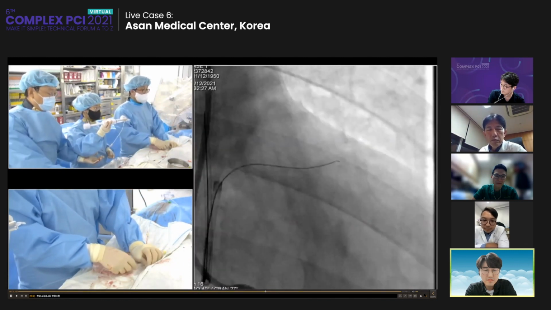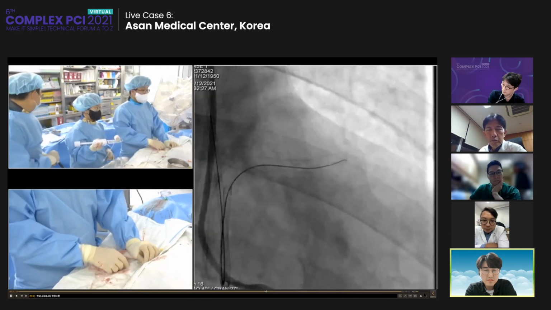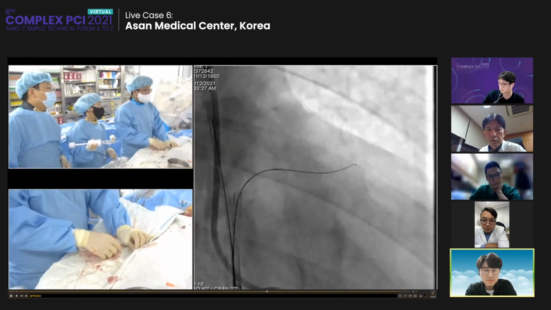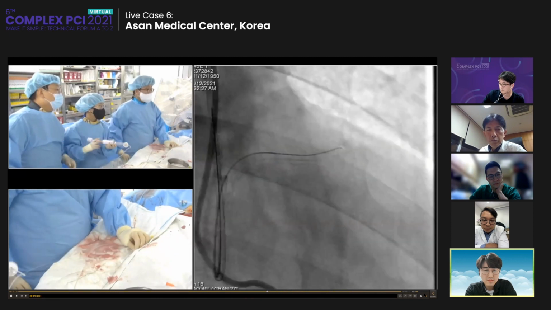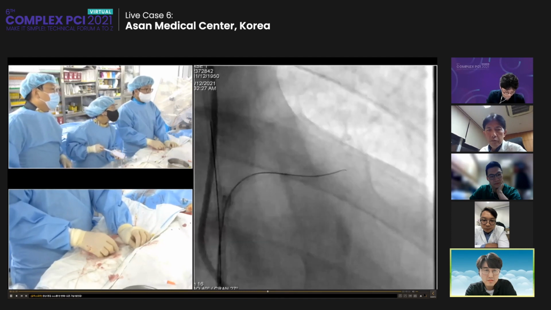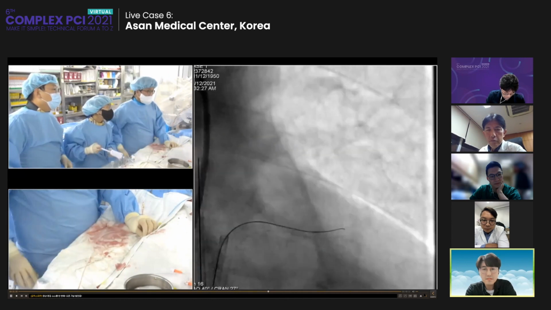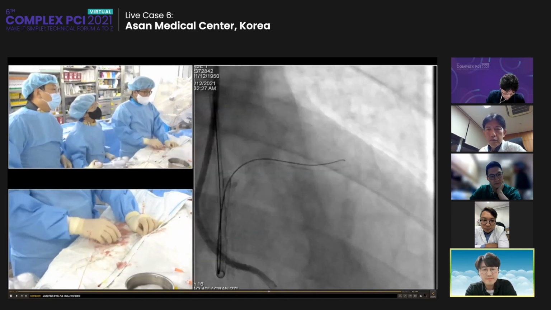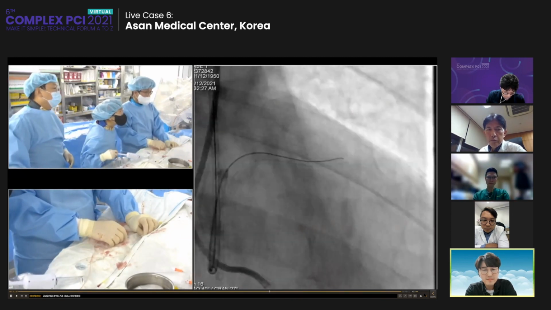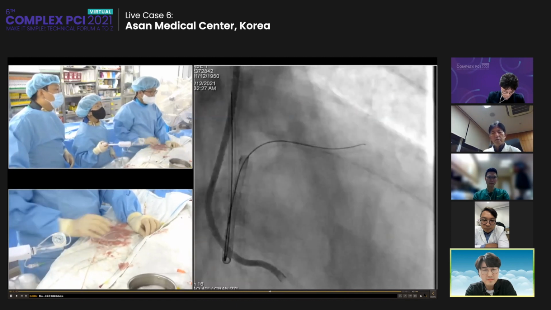CTO, mid portion of CTO itself, but the wire consistently goes out at the distal cap. This is a very frequent phenomenon when you deal with CTO that has a distal bifurcation at the distal cap. And I think this view is a very good view to make my second wire position. So I would like to use a parallel wire technique at this time point. I'm inserting a 2.5 balloon to capture my microcatheter.